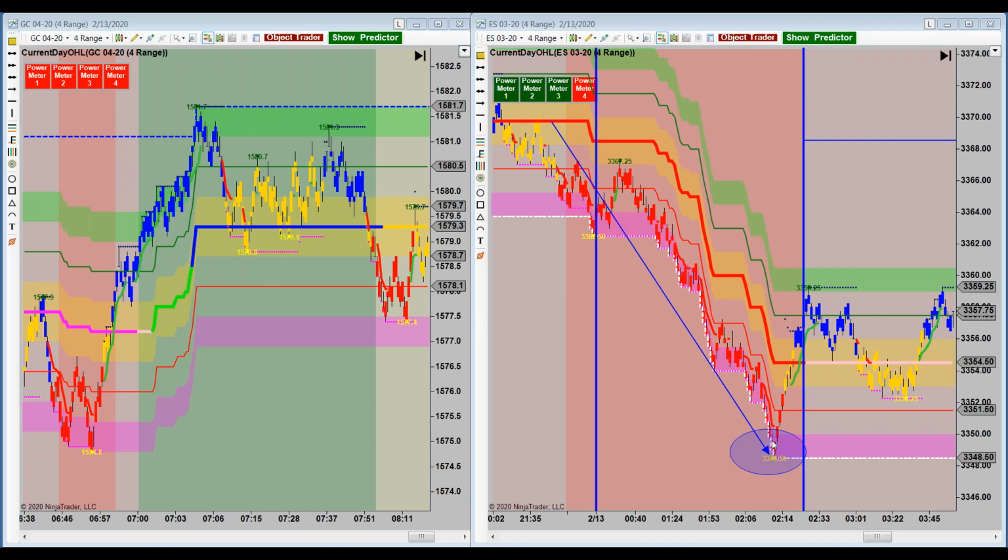They run it down, run it down, run it down, run it down. They find a support area. This is, by the way, this overnight, this white dash line was the low of the day. It was being broken all the way down until 2 o'clock to get a better price.